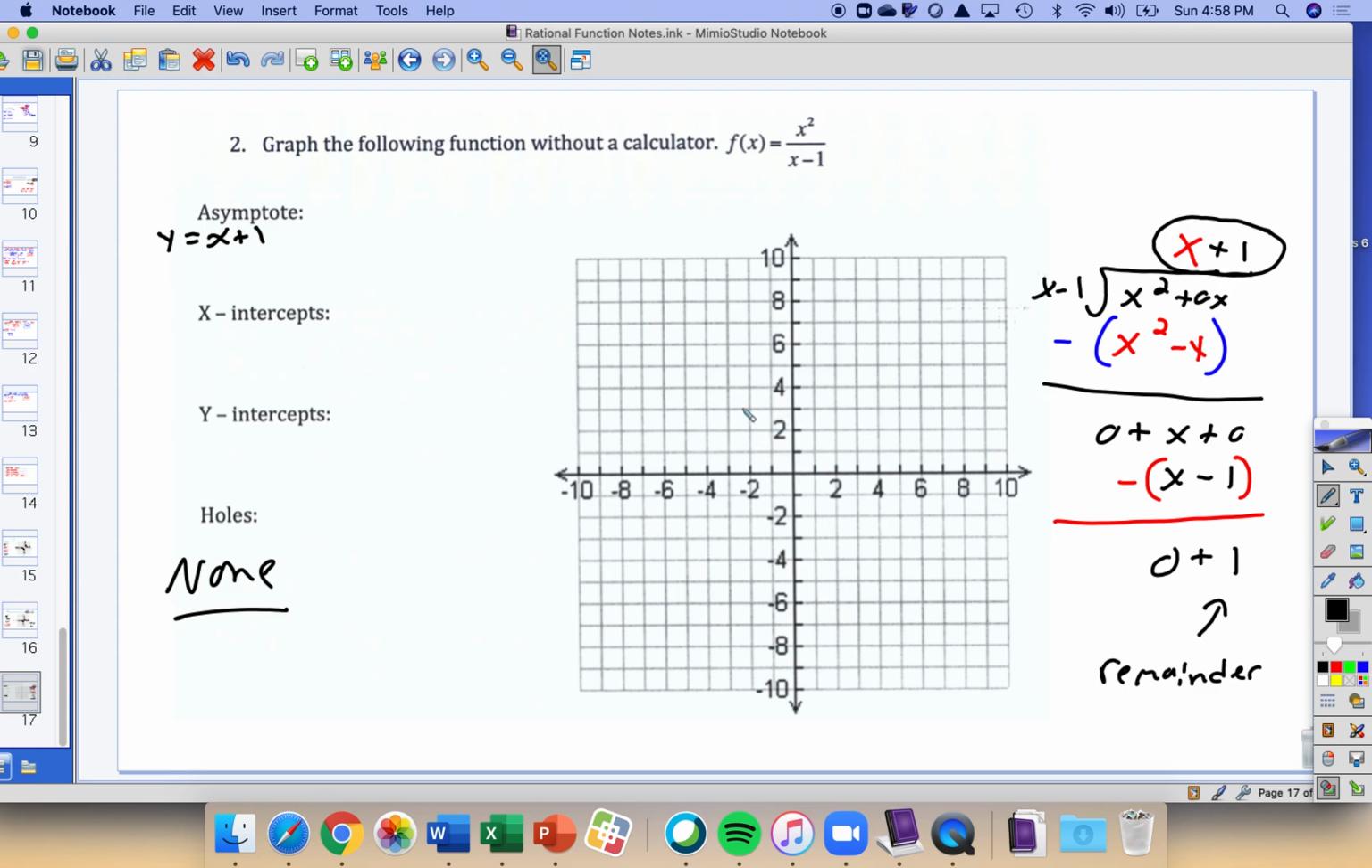I want to plot this. Remember, when we're plotting lines, we are looking for the slope and the y-intercept. This is in the form y equals mx plus b. B is the y-intercept. In this case, b is 1. So we're going to plot a point here. The slope is 1, so we go up 1 over 1, up 1 over 1, and so on. And this is my oblique asymptote.